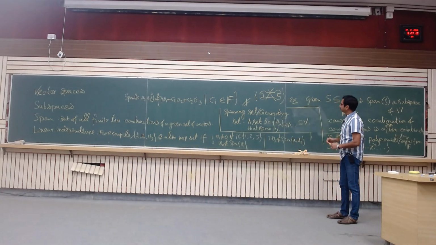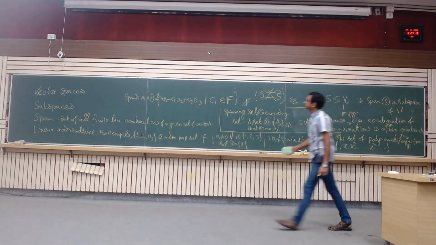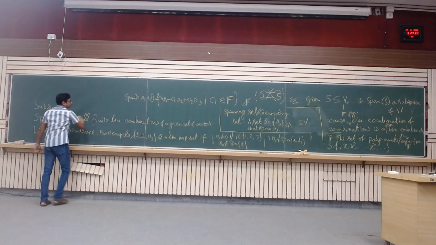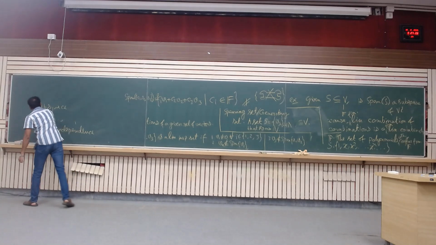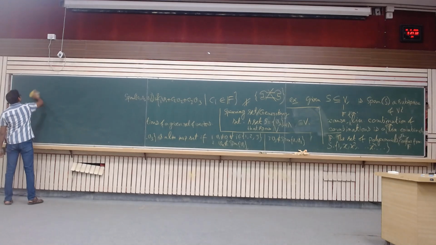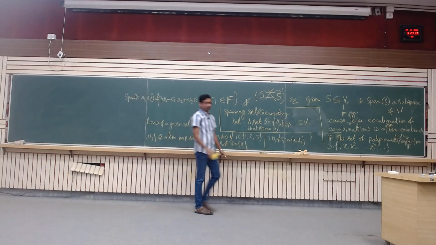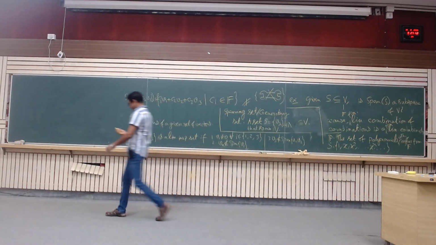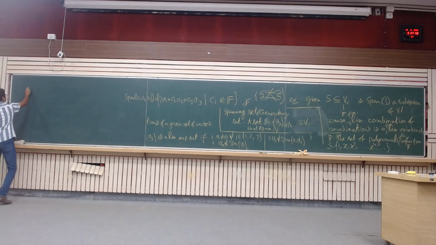So after spanning set, we must define what is the finite dimension vector space. So what do you think? The set of polynomials, is it a finite dimension vector space or not? Set of polynomials. So we have not defined again what is the concept of dimension. So let's write it down first.